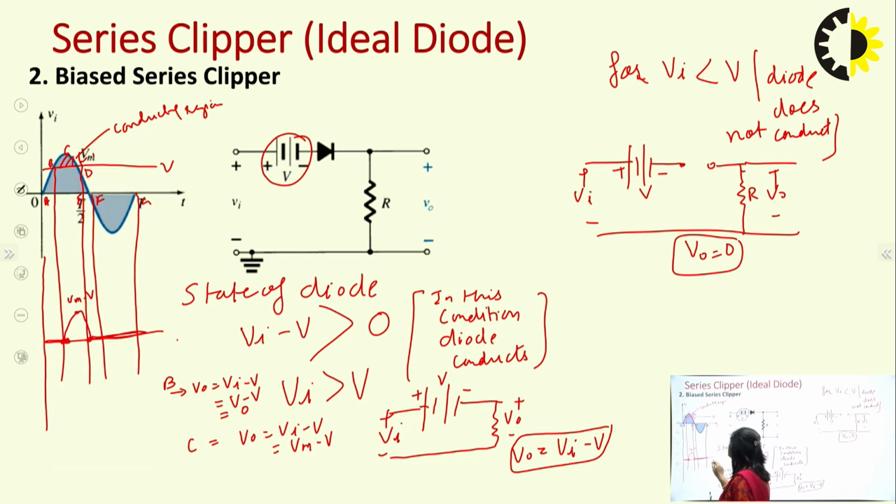So here we can see the negative cycle. The negative cycle is completely removed from the output, and in the positive cycle we are getting the peak value of Vm minus V. So this is basically a negative clipper because it has completely removed the negative cycle, and biased also, because with the help of this biasing we have modified the peak value of the output signal.